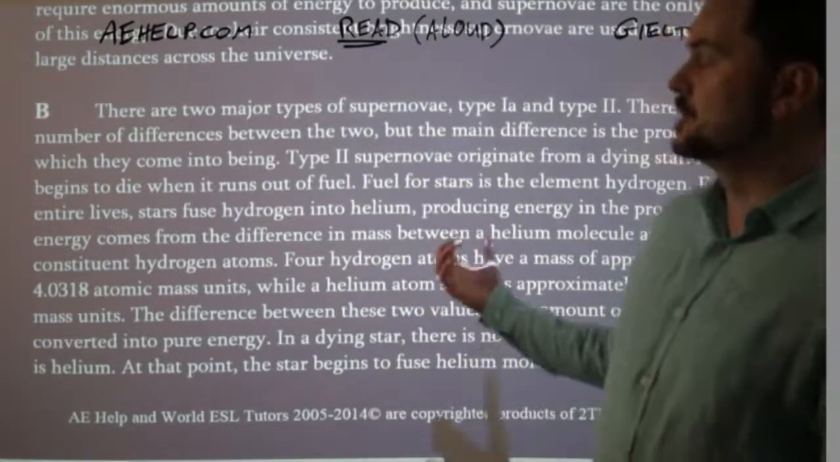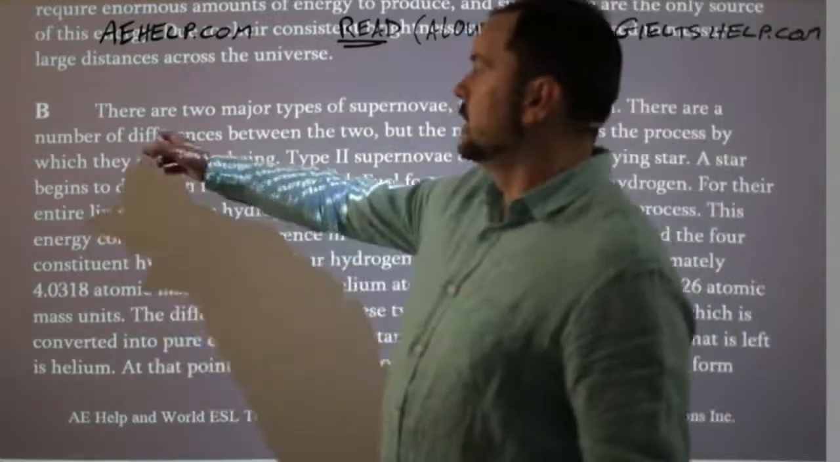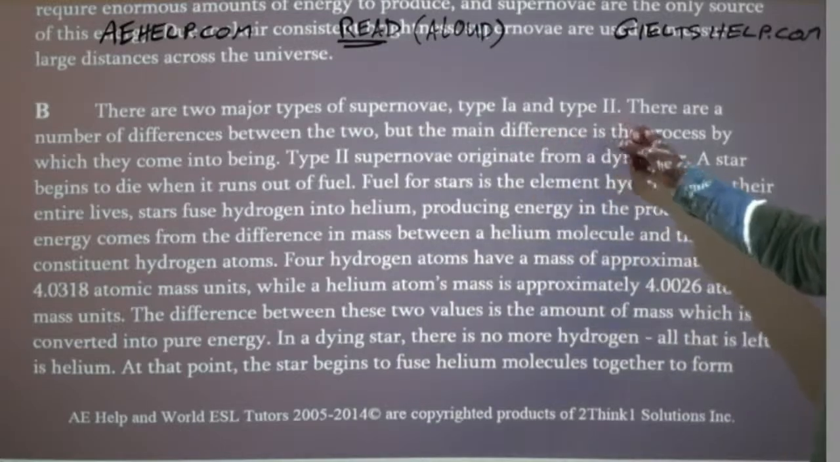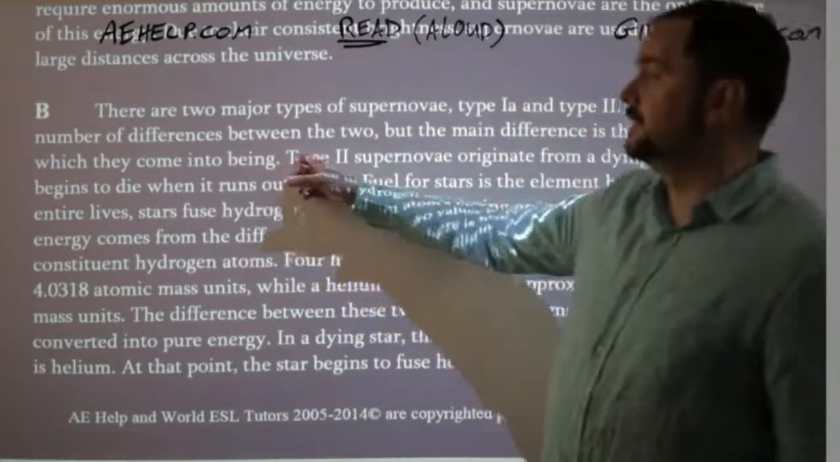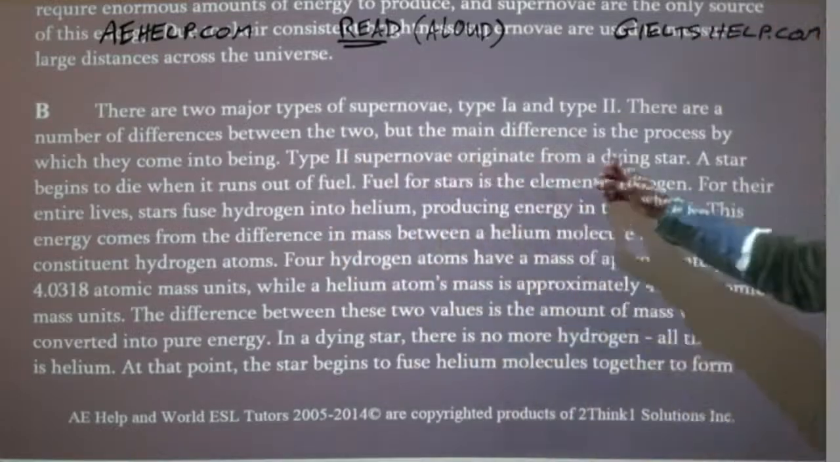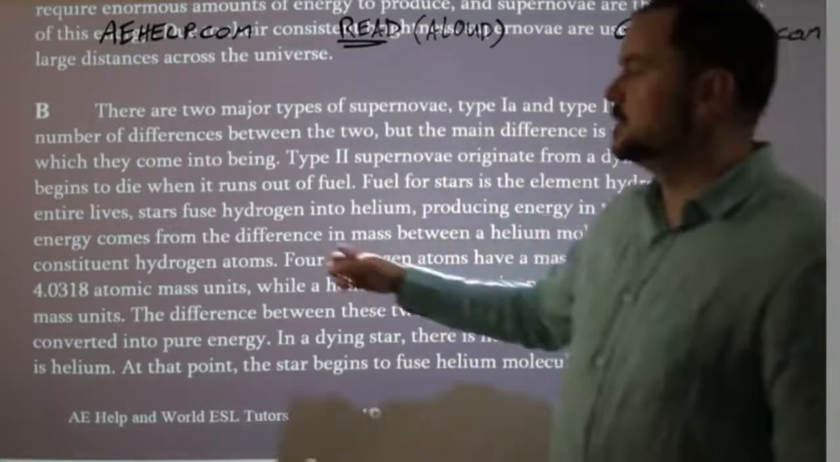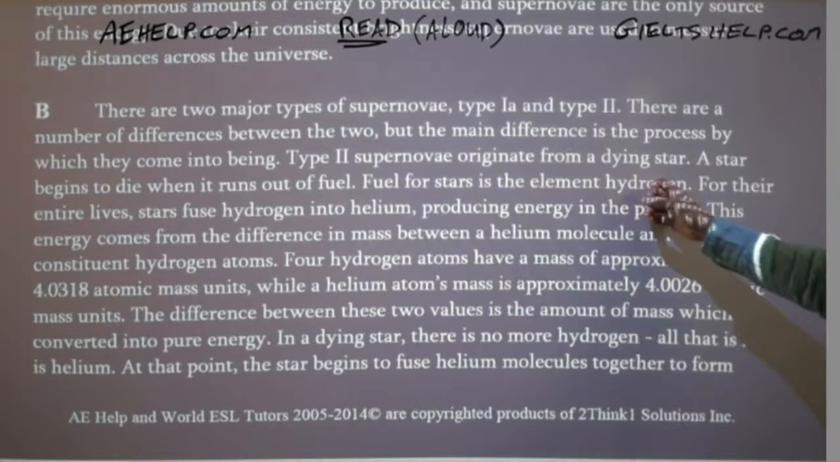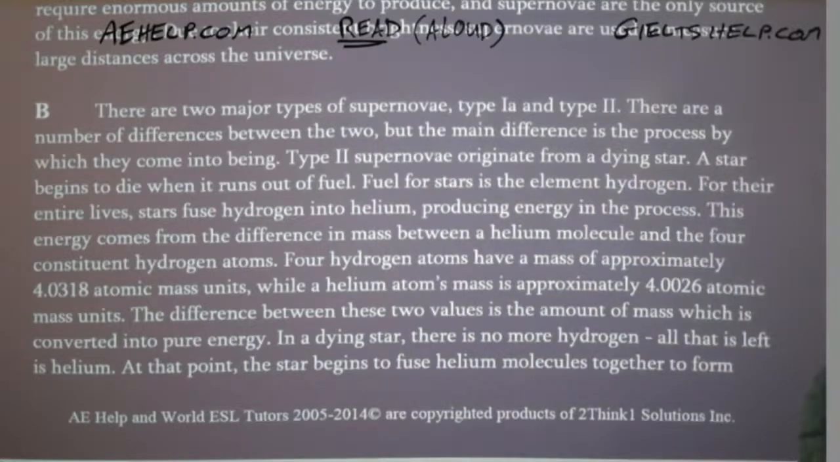So, of course, now this is body paragraph 1. There are two major types of supernovae, type 1a and type 2. There are a number of differences between the two, but the main difference is the process by which they come into being. Type 2 supernovae originate from a dying star. A star begins to die when it runs out of fuel. Fuel for stars is the element hydrogen. For their entire lives, stars fuse hydrogen into helium, producing energy in the process.